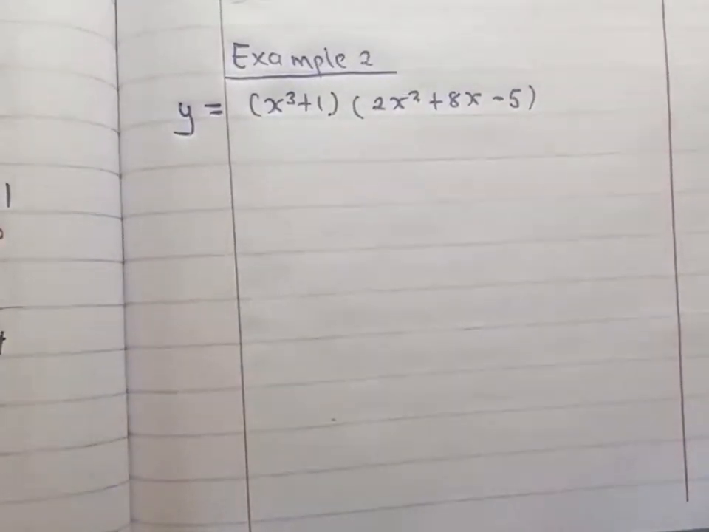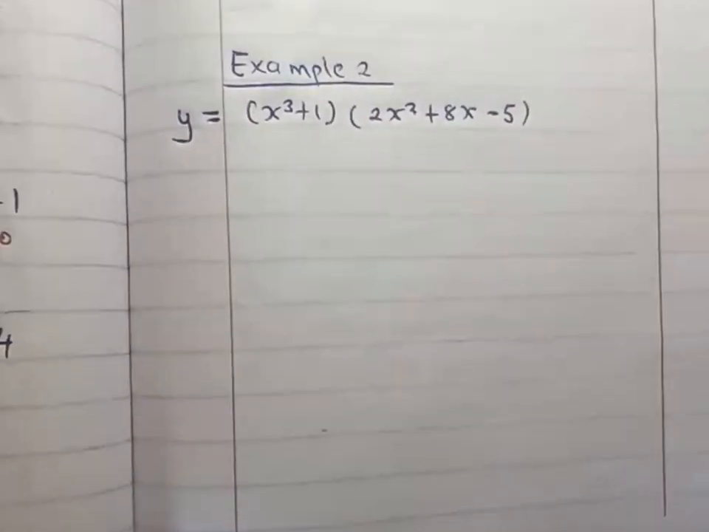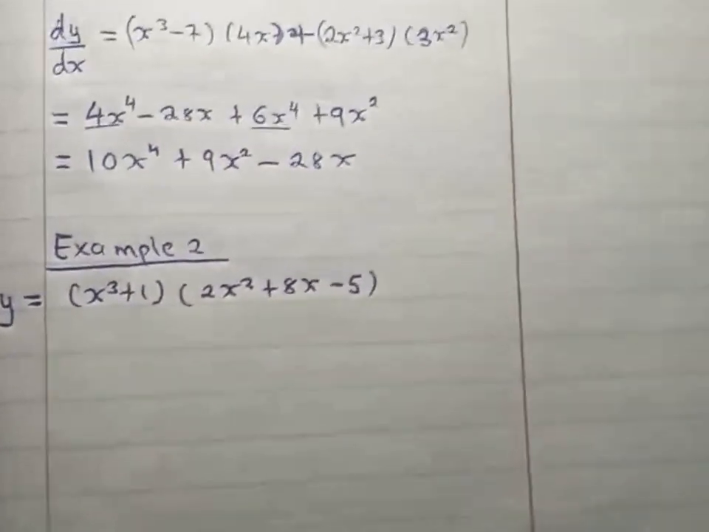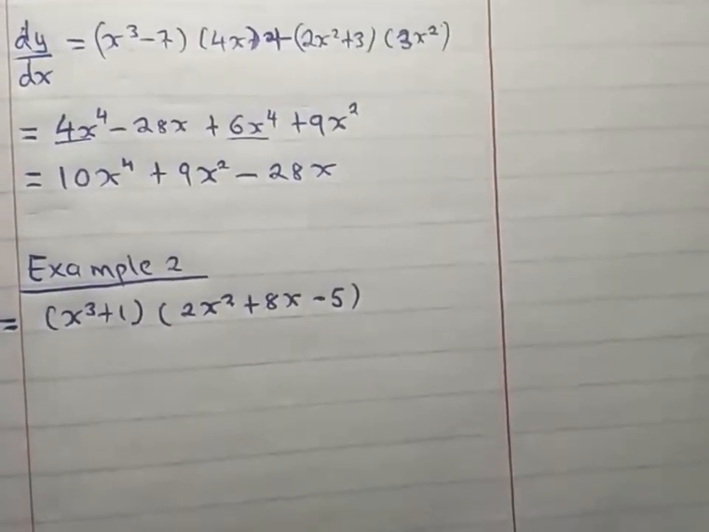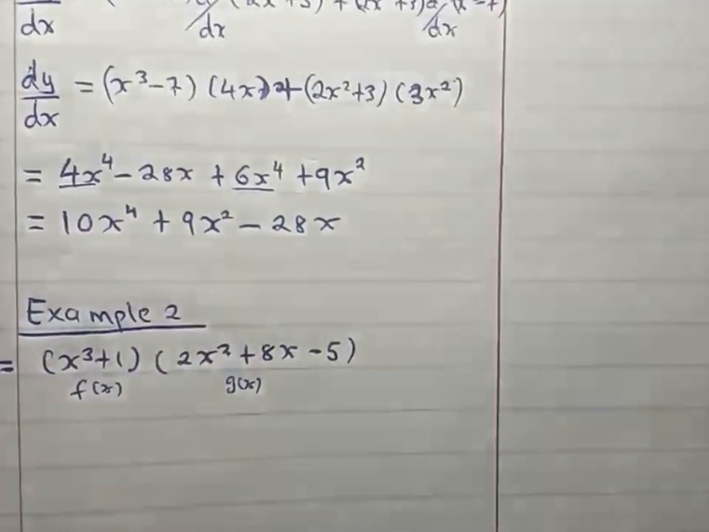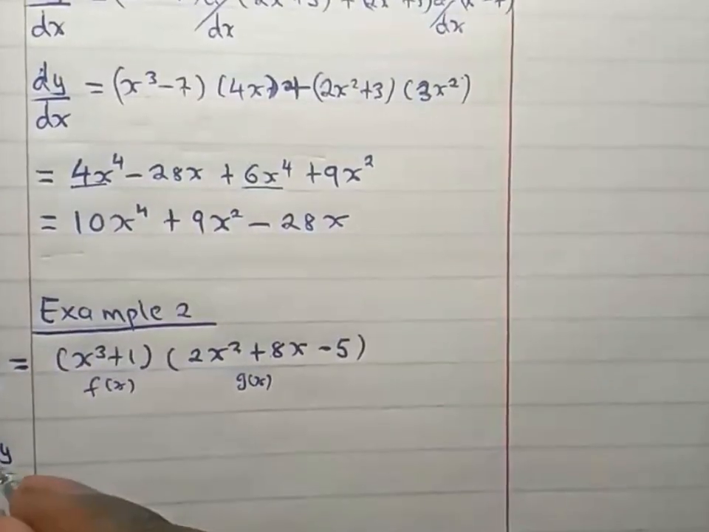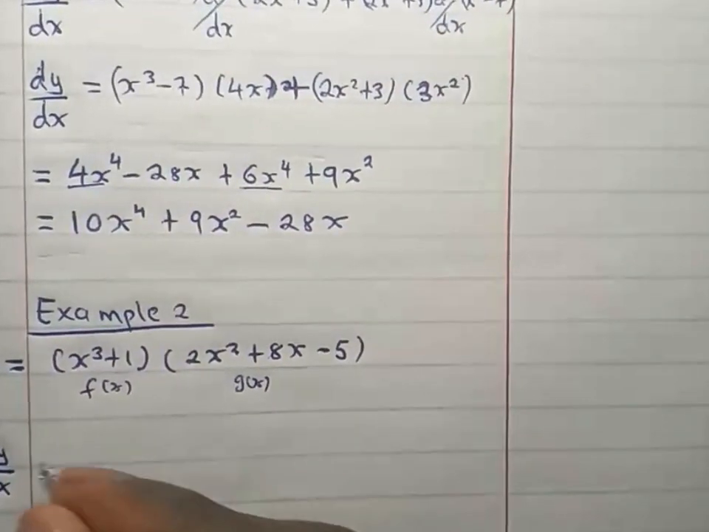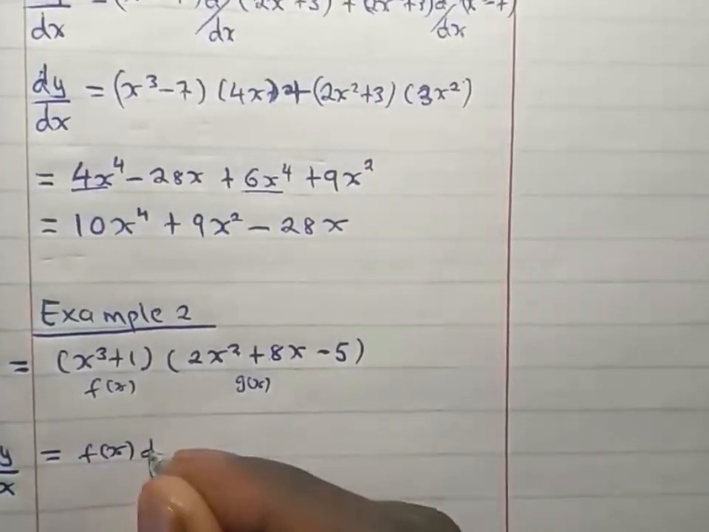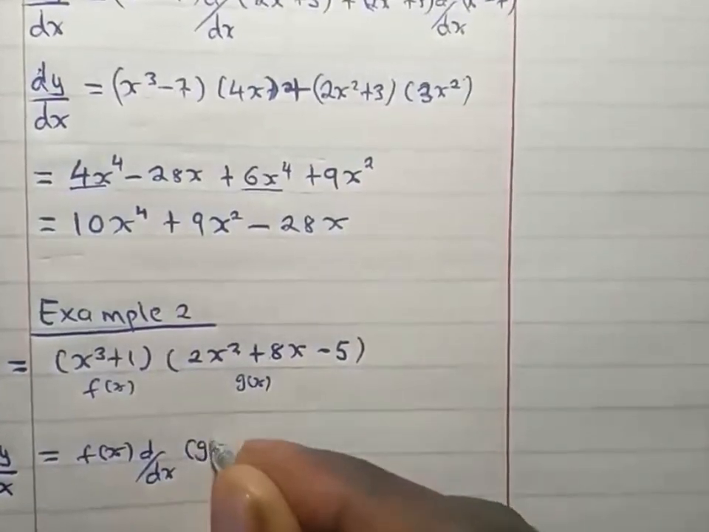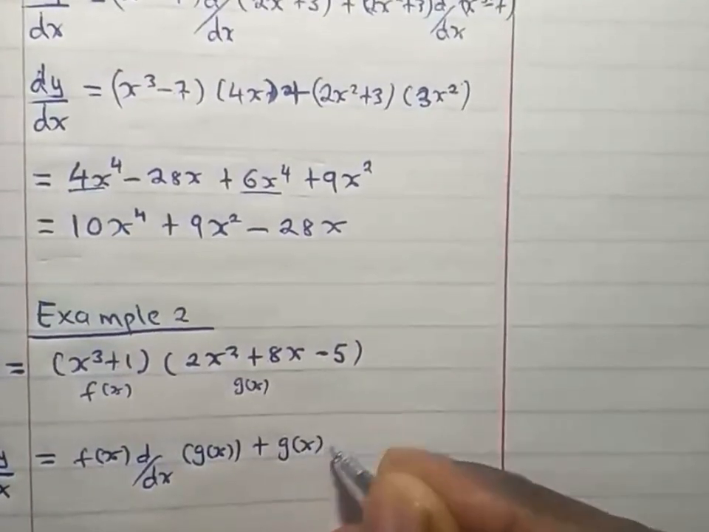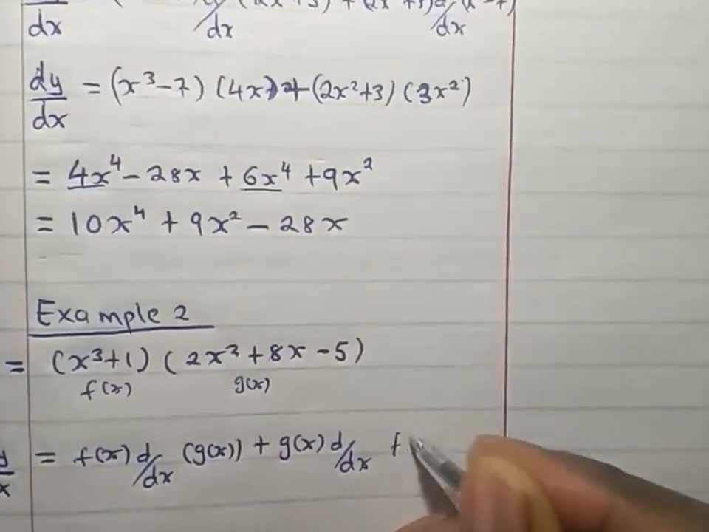Now, we will let the first function be f of x and the second function be g of x. So this is my f of x and this is my g of x. So the derivative of y with respect to x is equal to f of x times d/dx of g of x, plus g of x times d/dx of f of x.